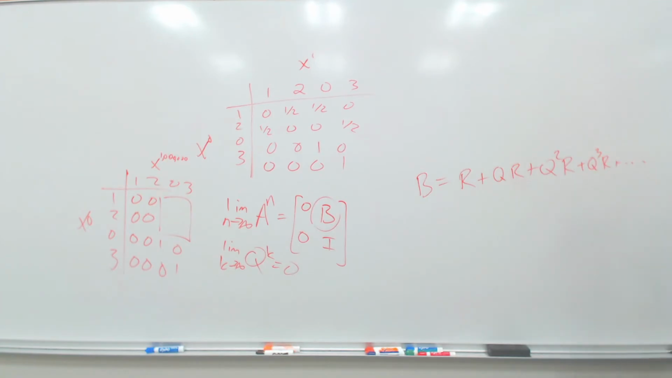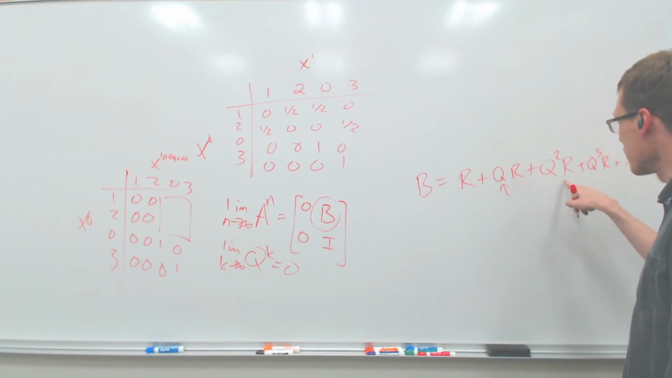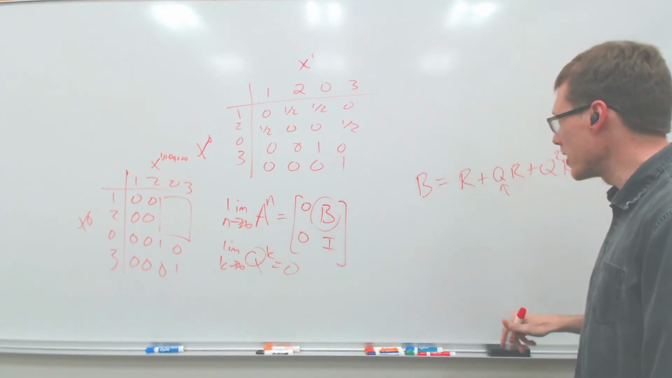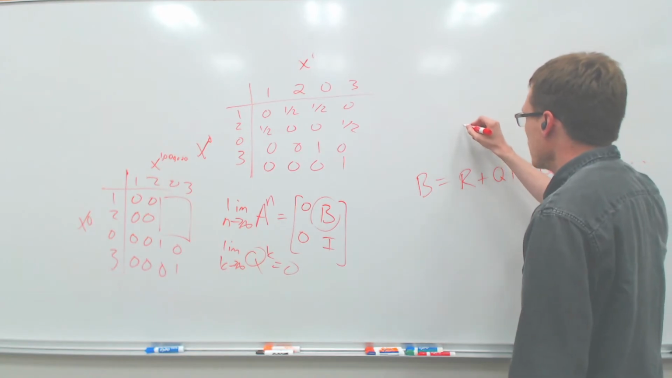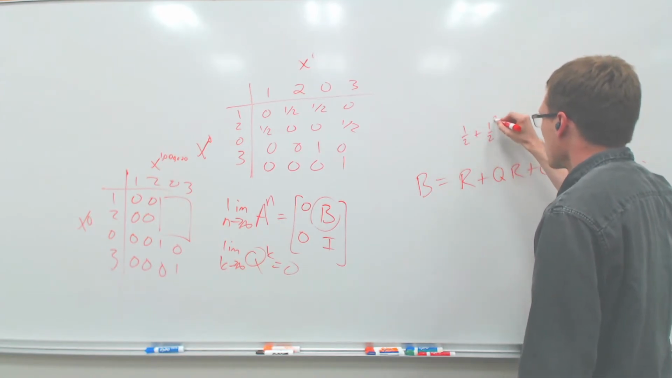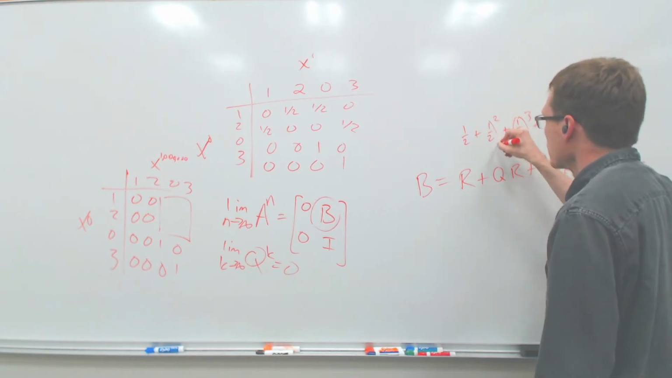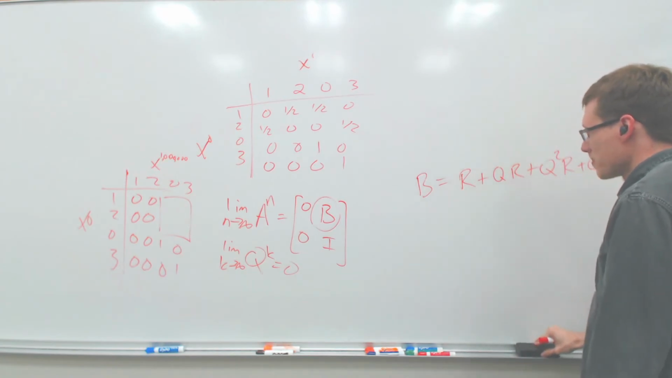How on earth do we solve this? Well, this is a sum, an infinite sum, where the thing that's taking to the power is going towards zero. So it turns out that the derivation for this is almost identical to something like 1/2 plus 1/2 squared plus 1/2 cubed plus dot, dot, dot. The derivation is almost identical, but with matrices. That's kind of cool to see.